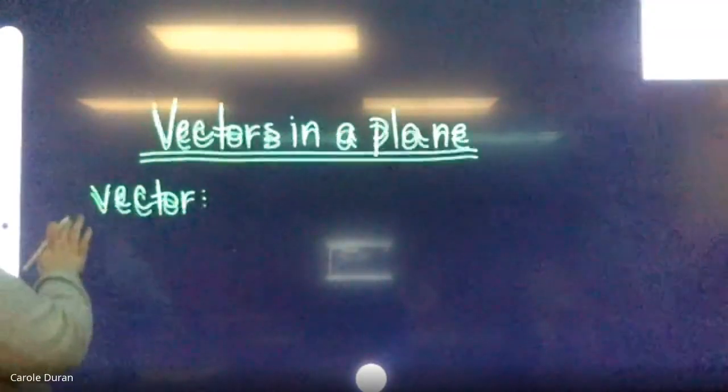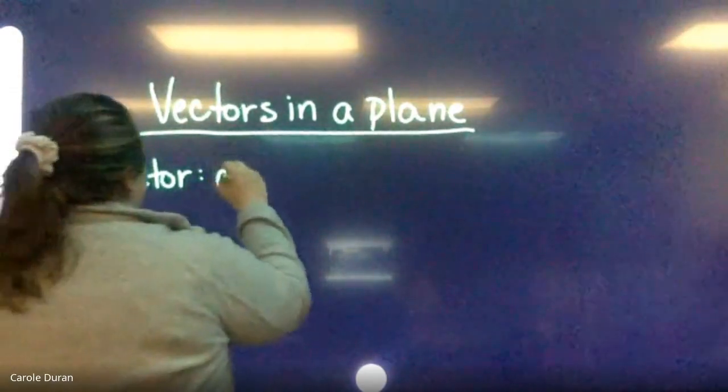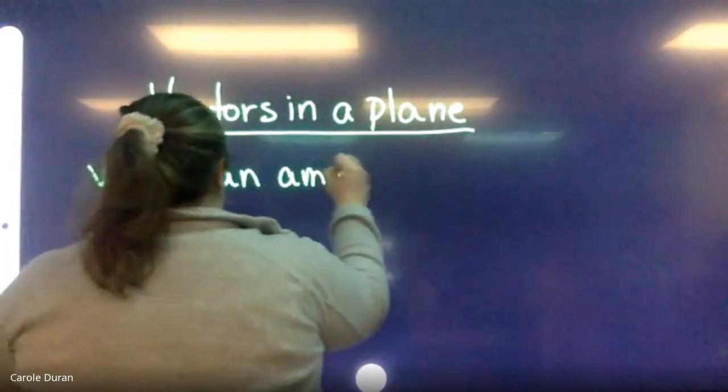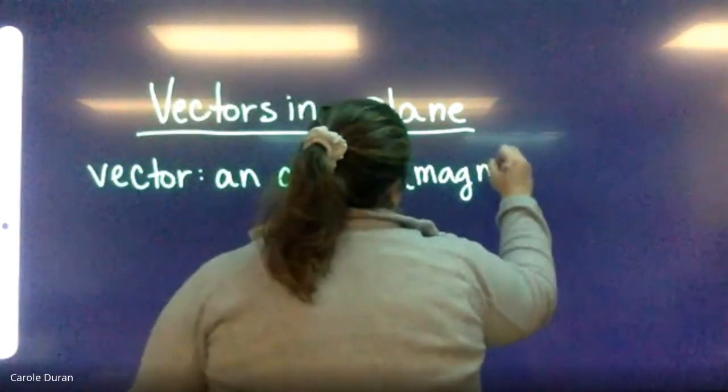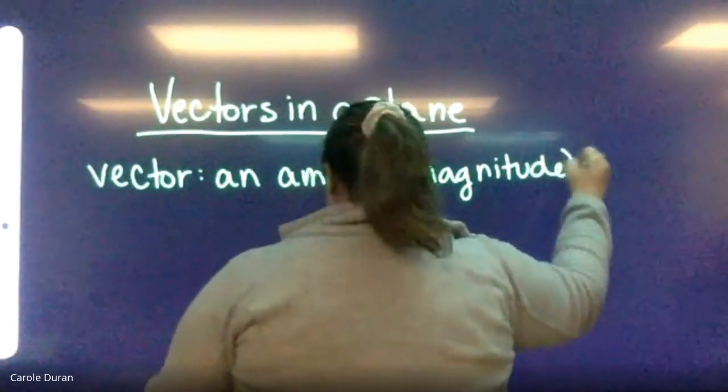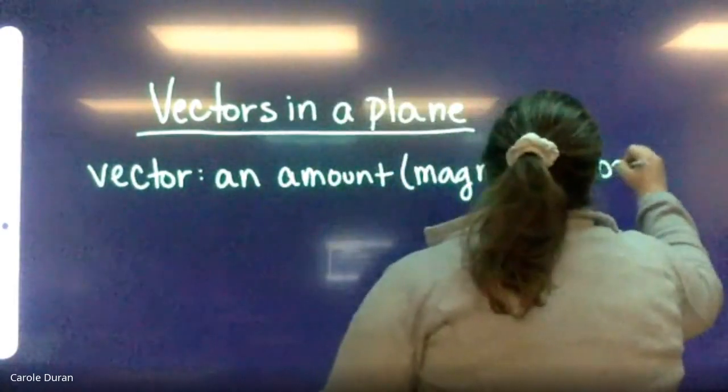Outside the box. So a vector is an amount or magnitude, because that's another word for this, together with a direction.